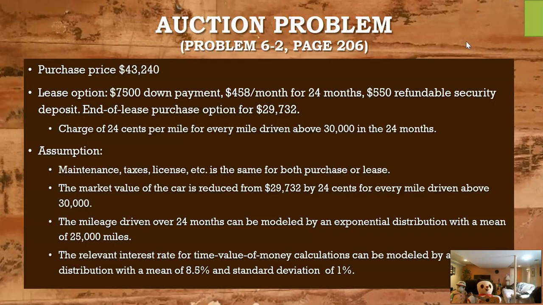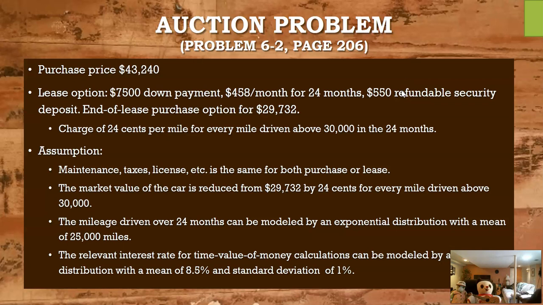Okay, if you're back, let's move on to a brand new problem today. If you have your textbook, you can look on page 206 and read about this problem. It's a car purchase or lease. So you can purchase the car today for $43,240, or you can lease it for 24 months. And here's the relevant values. Down payment, the monthly payment for 24 months. There's a security deposit that you do pay up front, and you get it back at the end if you haven't trashed the car.